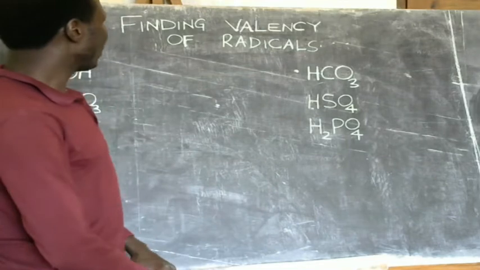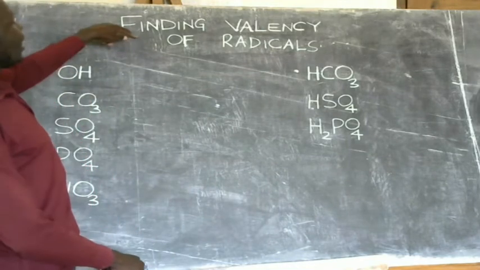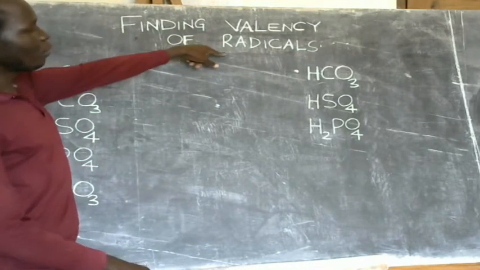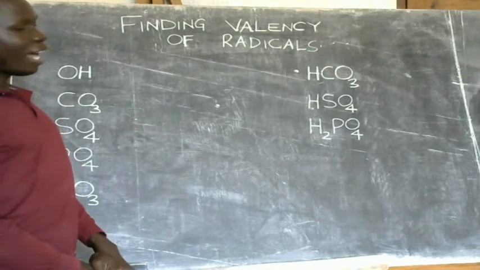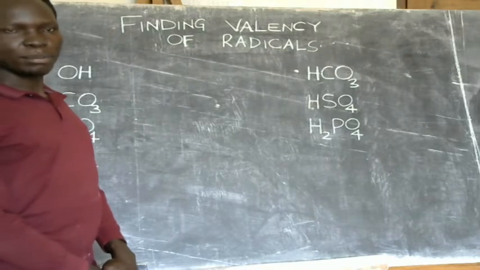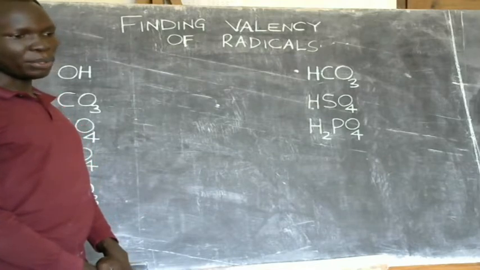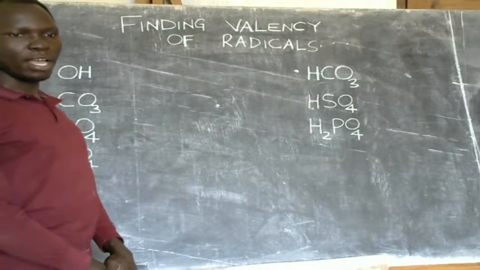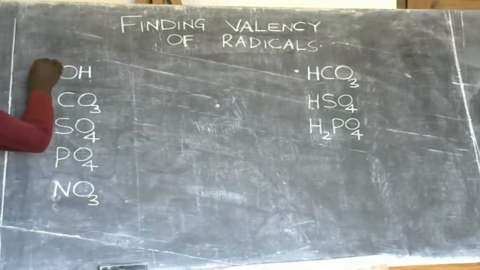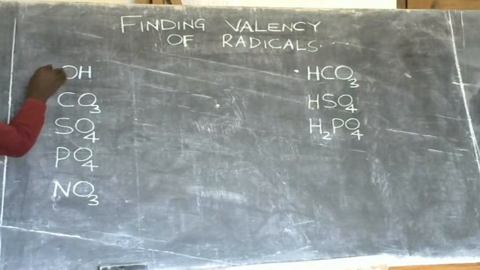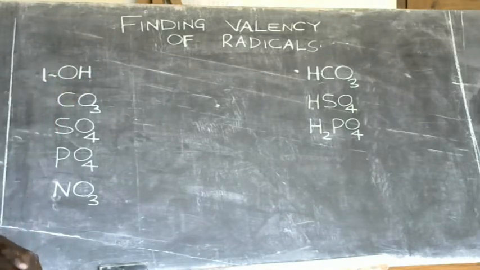Today we are going to look at finding the valency of radicals. These are groups of atoms which cannot exist on their own. For example, we are having this radical 1. We are going to find its valency.